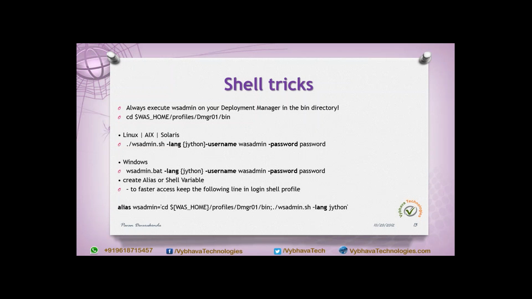If you want to use Jython, you can mention -lang on the command line, then mention Jython. Then if you want to connect to the running application server, you can give the command line arguments: -user, followed by the actual username, then -password, then you can give the password. This will connect to your DMGR.